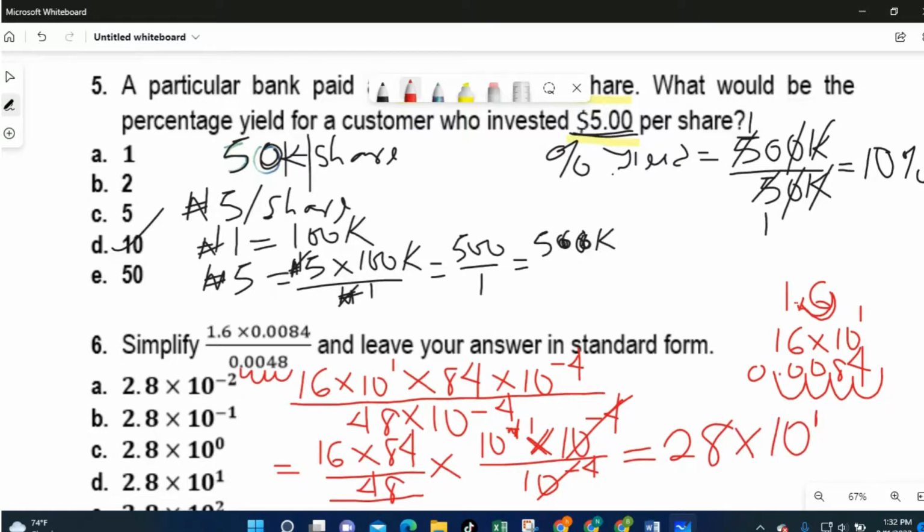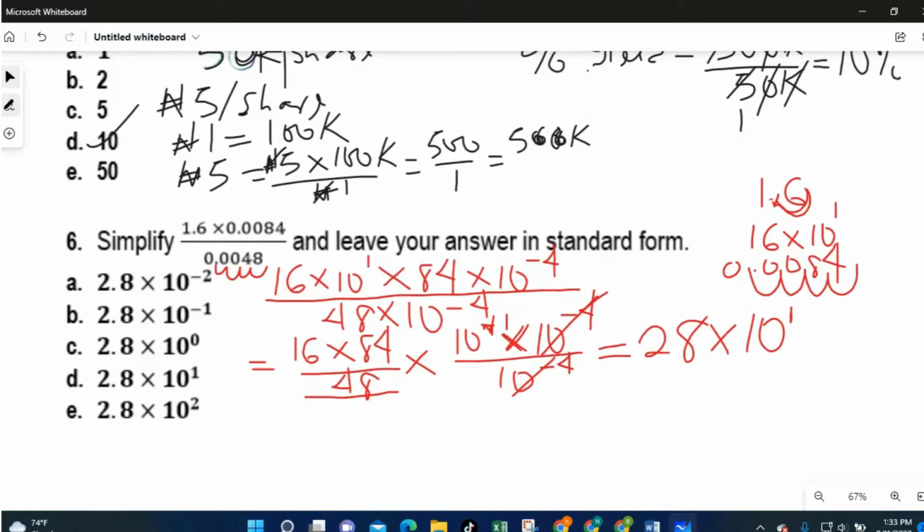Now let's check. Is 28 times 10 raised to power 1 in that option? The answer is no, it's not in the option. So since it is not in the option, we're going to find a solution to that. Now, the 28 is a value that we need to send back to standard form. To send 28 back to standard form, we'll have to count from our right-hand side to our left-hand side. And remember, if you are counting from the right-hand side to your left-hand side, the power you're going to get is a positive power.